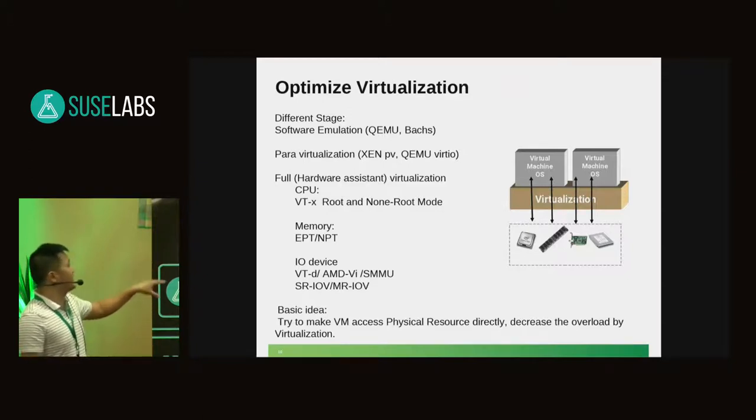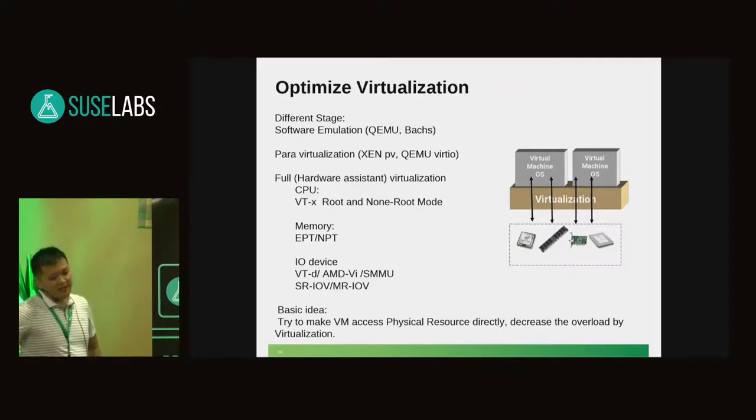And the last part is I/O devices, and also it's related to the GPU part here. There's a VT-d technique, AMD-Vi, SMMU. It provides this hardware to accelerate your I/O devices in the VM, and also some like SR-IOV, MR-IOV, single root I/O virtualization, multiple root.